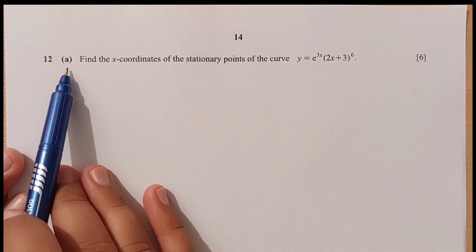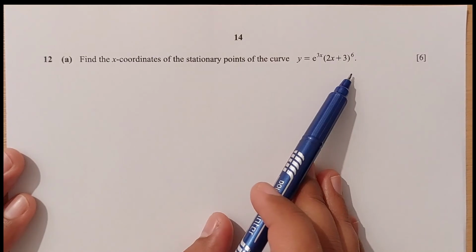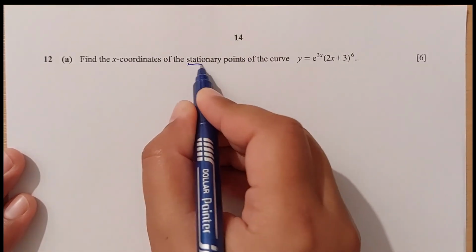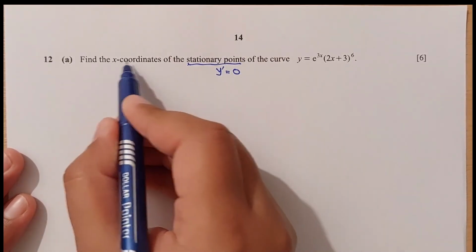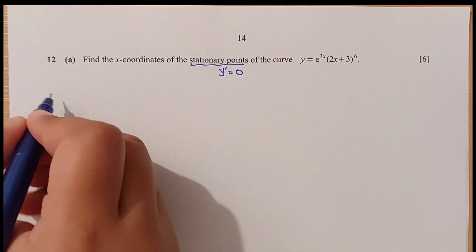Now number 12, in part a, find the x coordinates of the stationary points of the curve. Okay, so to get the stationary points, we have to find the derivative of the curve and put it equal to 0, and solving for x we will get the x coordinates, right? So let me solve the derivative first.